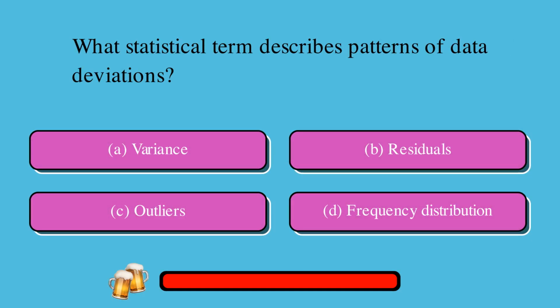What statistical term describes patterns of data deviations? A. Variance, or B. Residuals, or C. Outliers, or D. Frequency distribution. The correct answer is B. Residuals.